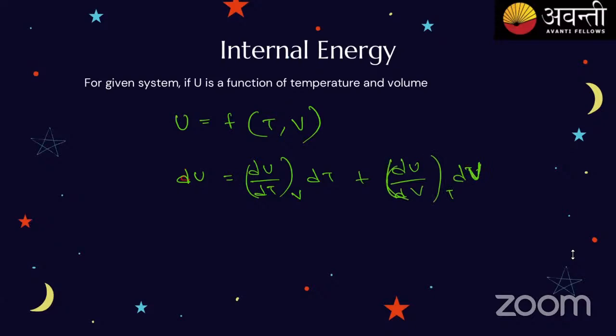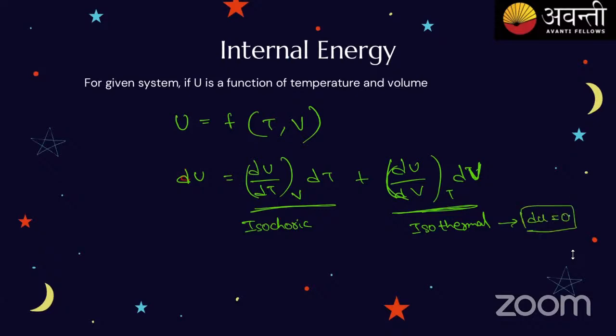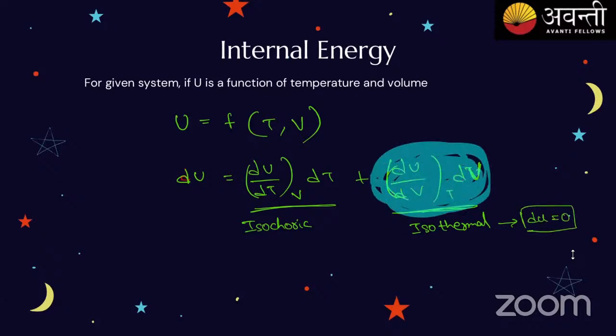Now if I keep the temperature of the molecule constant, the kinetic energy and the internal energy stay constant. In an isothermal process, dU will be equal to 0. That means this whole term will be equal to 0. Don't forget. So if we remove that term, what remains is dU by dT at constant volume into dT. If an isothermal process is given, there will be no change in the internal energy itself.